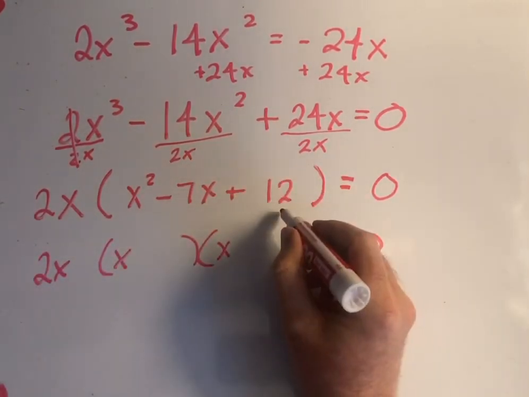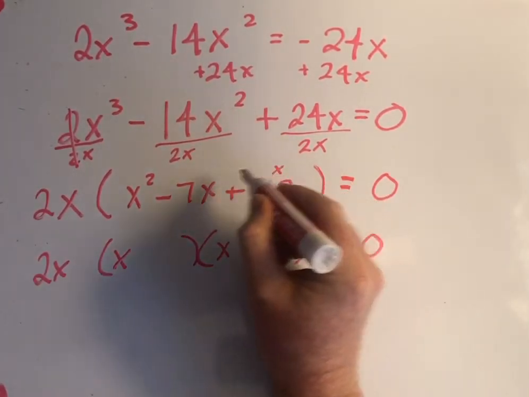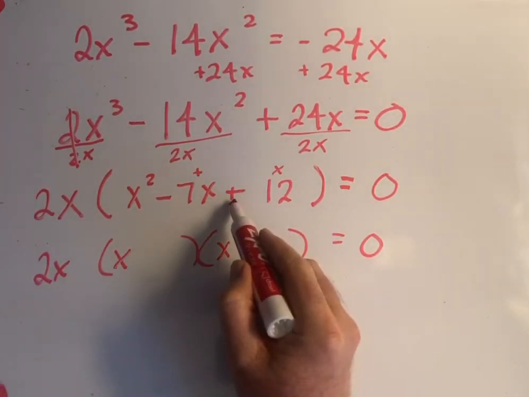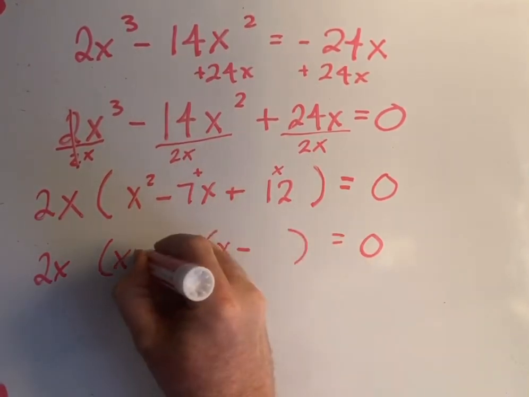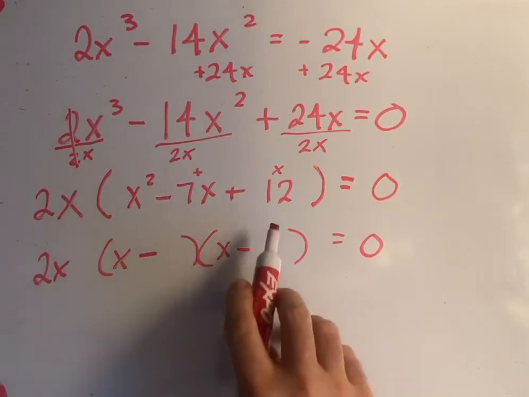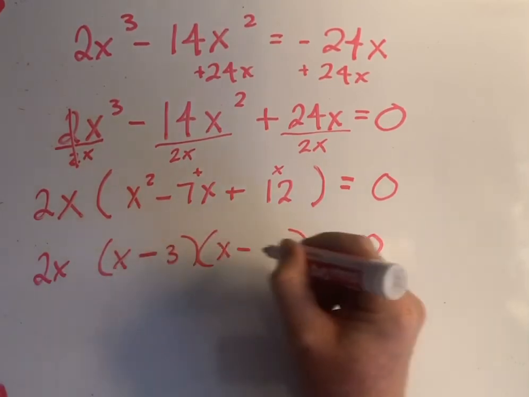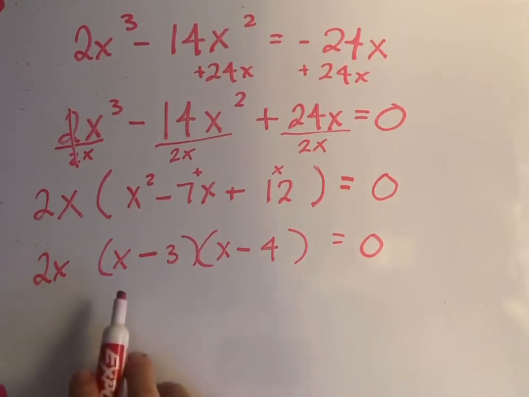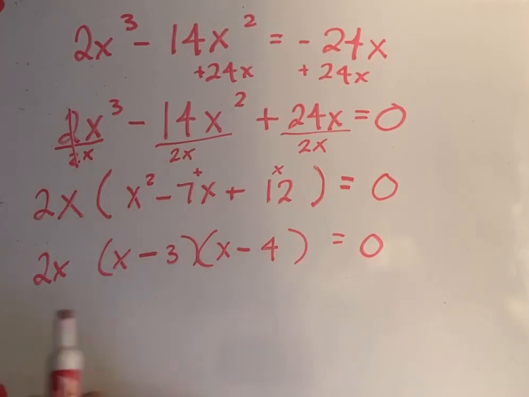I look here. What two numbers multiply together to be positive 12 but add together to be negative 7? Well, if they multiply together to be a positive but add together to be a negative, they both have to be negative. Two numbers that multiply together to be 12 but add together to be 7 are 3 and 4. So I have 2x, x minus 3, and x minus 4 equals 0.